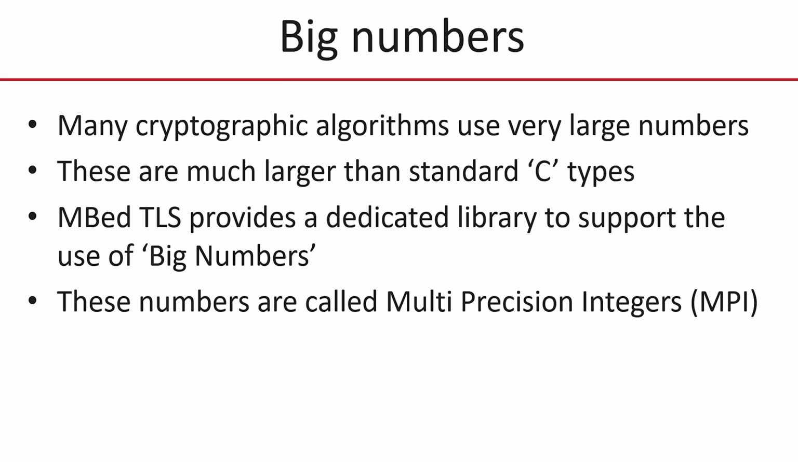However, one of the other issues with asymmetrical algorithms is that they use very large numbers, 2,000-3,000 bits or greater. So these big numbers require a special library and special techniques to use them. These are called multi-precision integers, so we have a library that can handle 2048-bit, 3,000-bit and greater integer numbers. So this is also part of our cryptographic library as well.